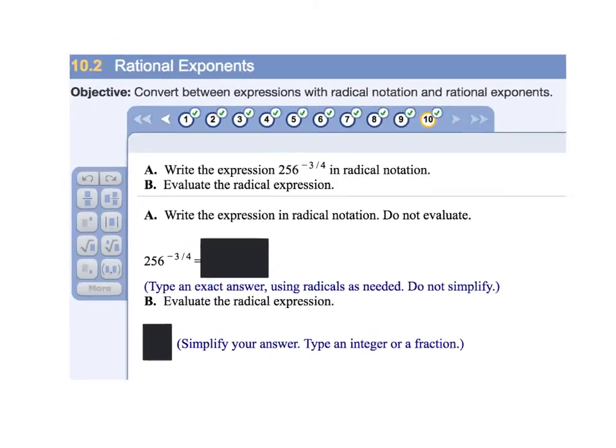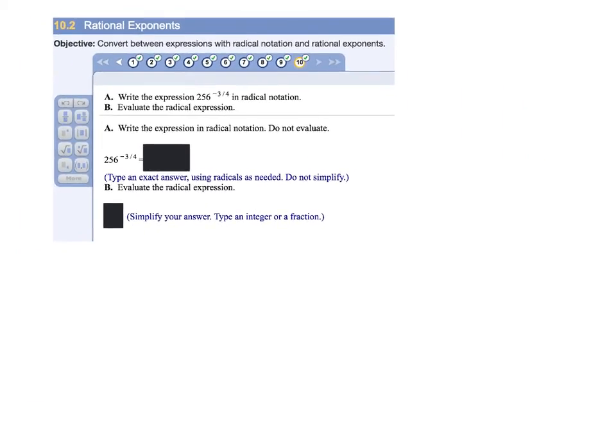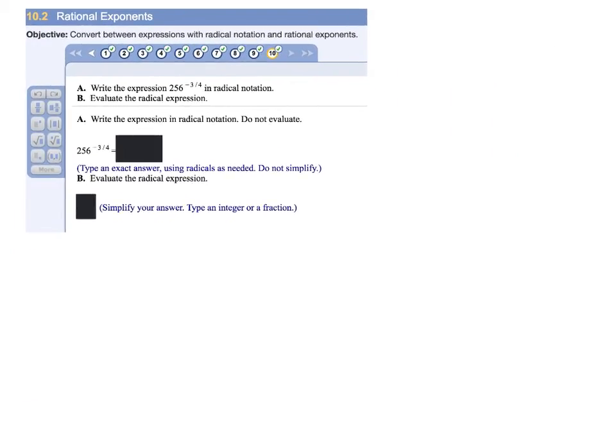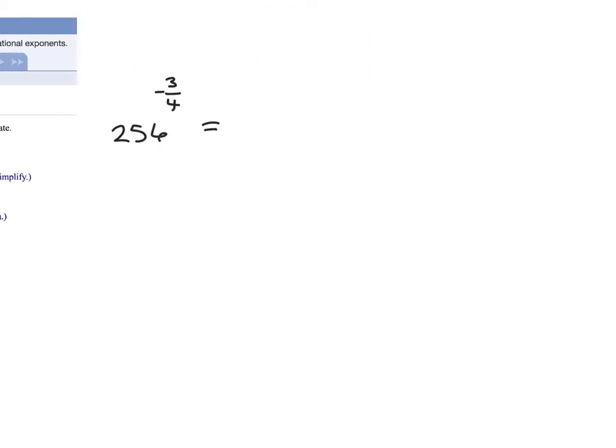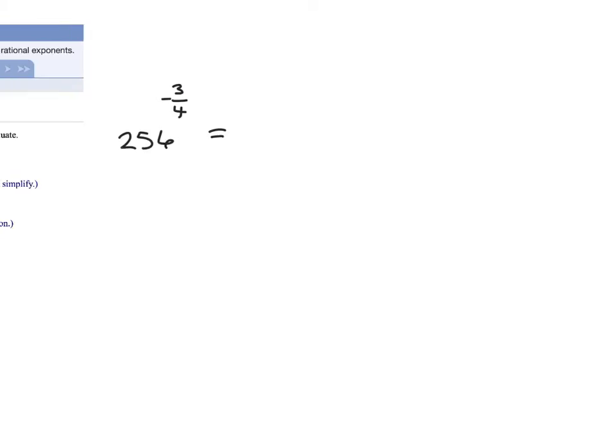All right, so we have another two-parter. First, we're going to rewrite this number in radical notation, and then we're going to simplify. So in radical notation, we know that the 4 becomes the fourth root of, oops, I need to undo all of that because I forgot that it was a negative exponent.